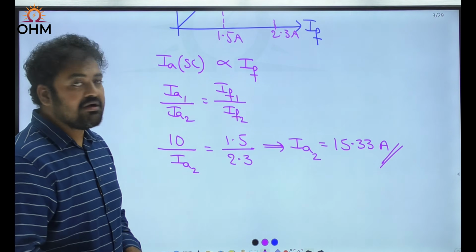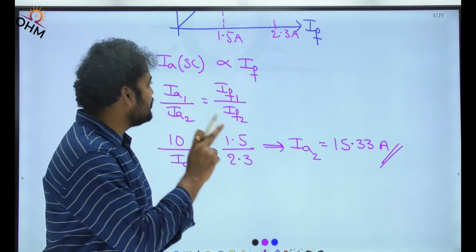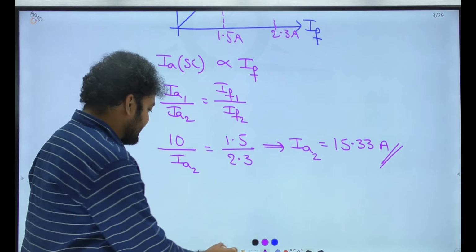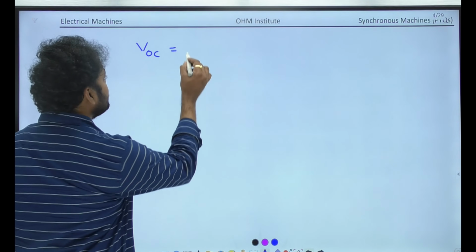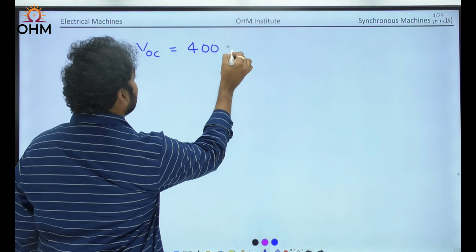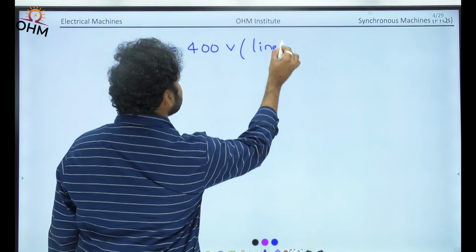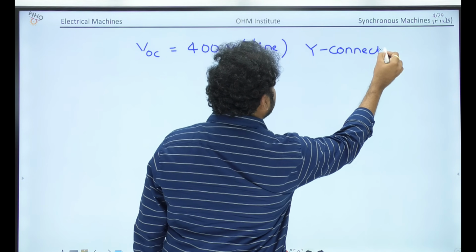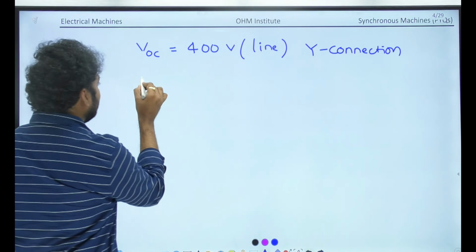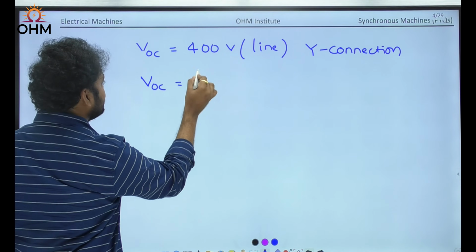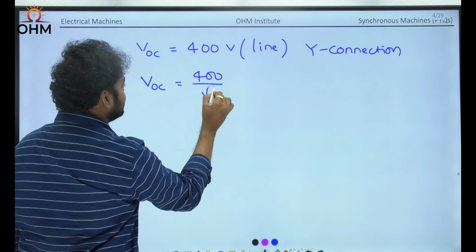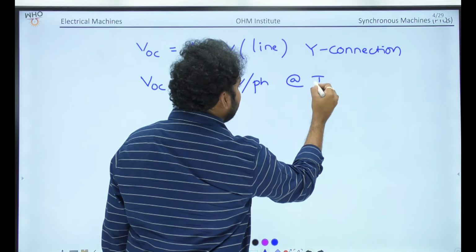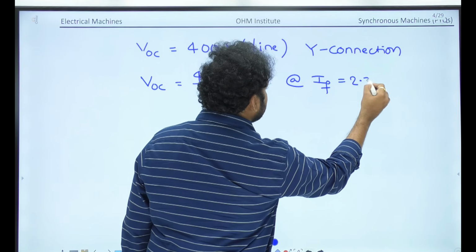Now I have short circuited armature current at 2.3 ampere, and open circuit voltage is also at a field current of 2.3 ampere. If I continue further, open circuit voltage is equal to 400 volt. This is line value, guys. It is very clearly mentioned the machine is a star connection. As it is a star connection, the phase voltage will be equal to 400 by root 3 volt per phase. This is measured at a field current of 2.3 ampere.